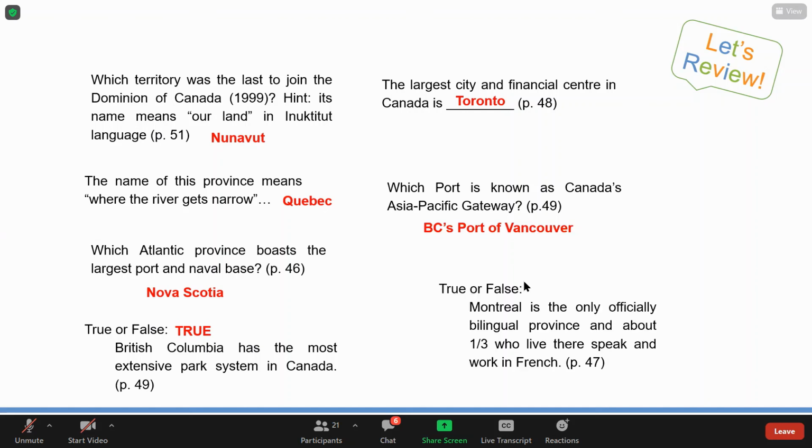Is it true or false? Montreal is the only official bilingual province. False, and about 1/3 who live there speak and work in French. And what was the only province officially bilingual? New Brunswick. That's correct.